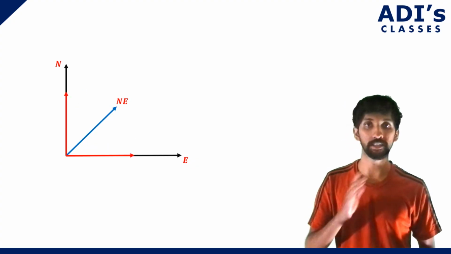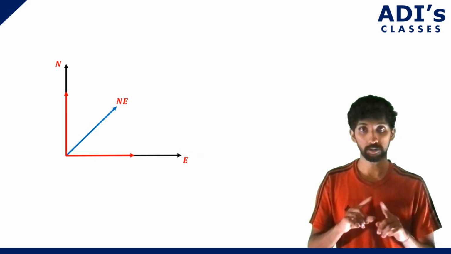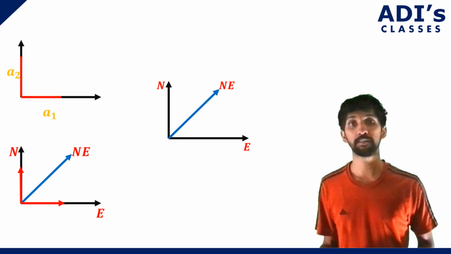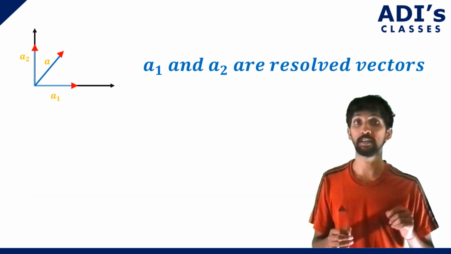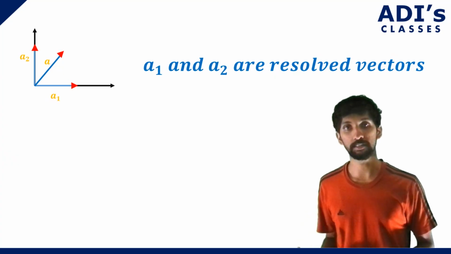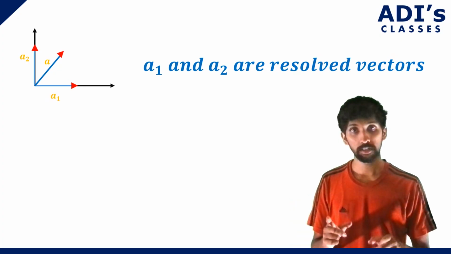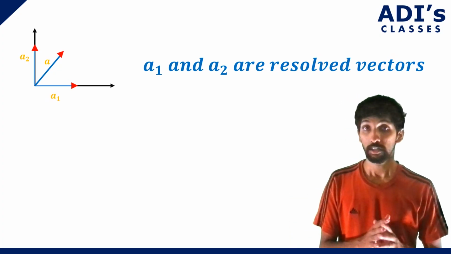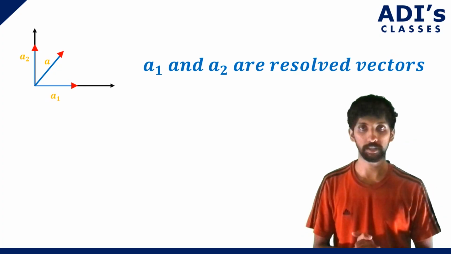See, resolve meaning to split it into parts. Now, in this case, we had vector a1 and vector a2, correct? So we can say that a1 and a2 are the resolved vectors of vector a. See, this is vector a. So vector a is getting resolved into a1 and a2. Understood, right? So this is what we call resolving a vector. Resolving a vector plays a very important part.